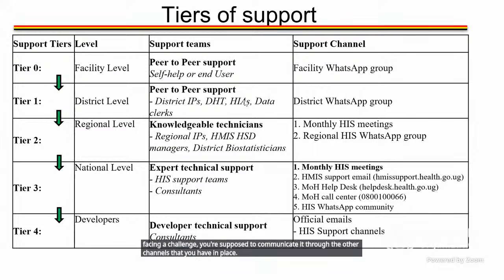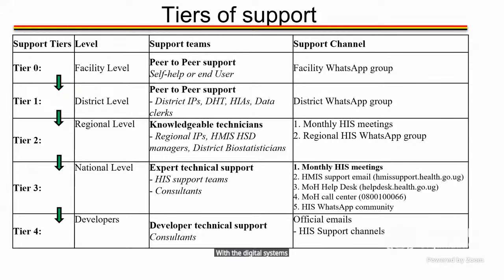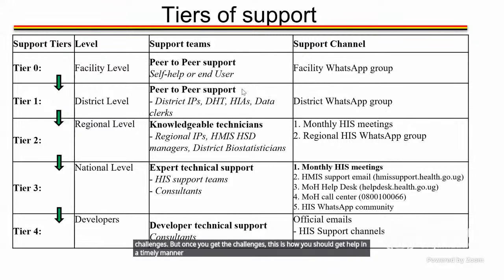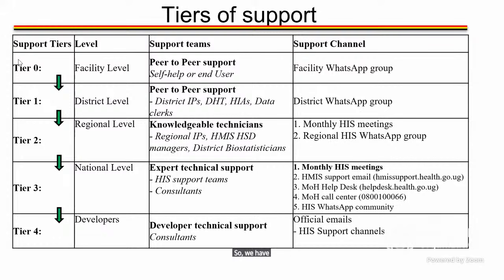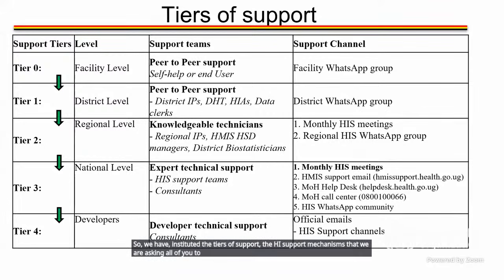So as we conclude today's meeting, this is general information for us. With the digital systems that we are rolling out, we expect you to get challenges. But once you get the challenges, this is how you should get help in a timely manner. So we have instituted the tiers of support, the HIS support mechanisms that we are asking all of you to embrace, starting with the facility level, which is tier 0.